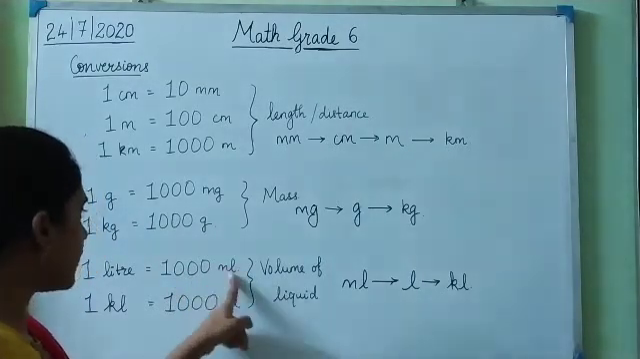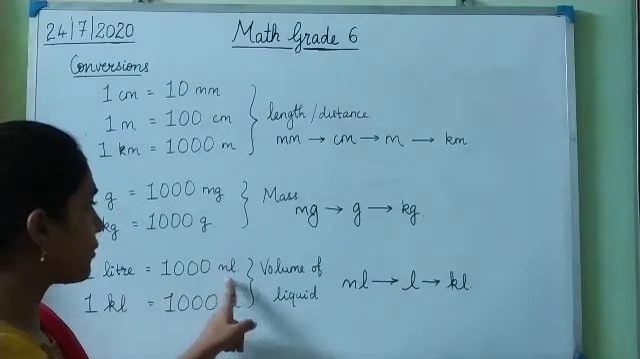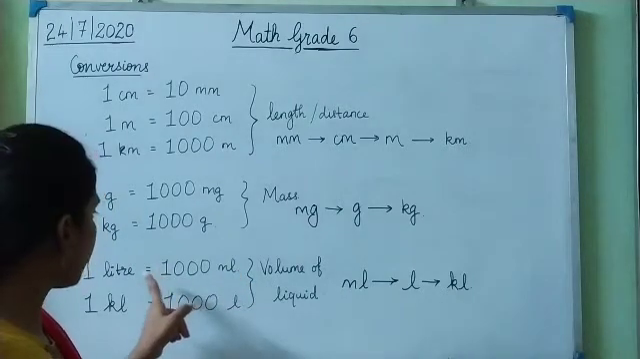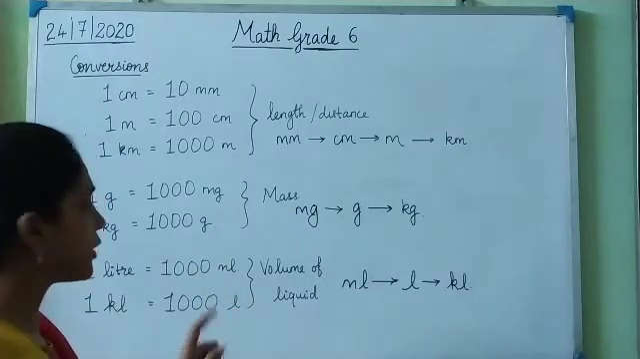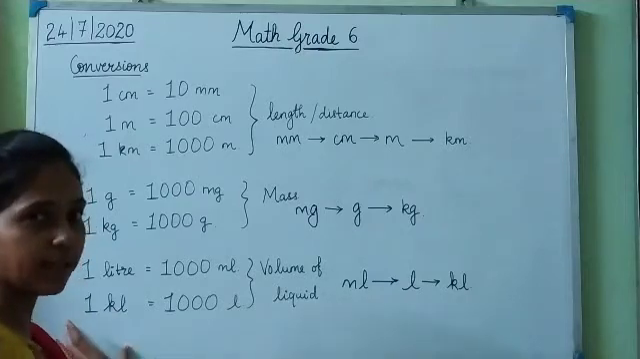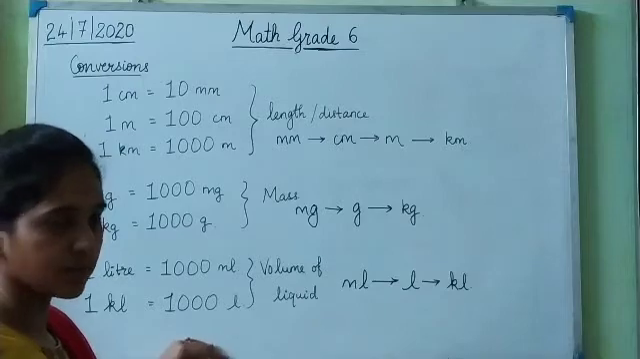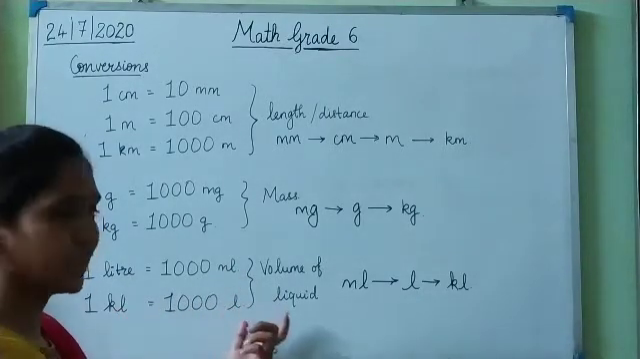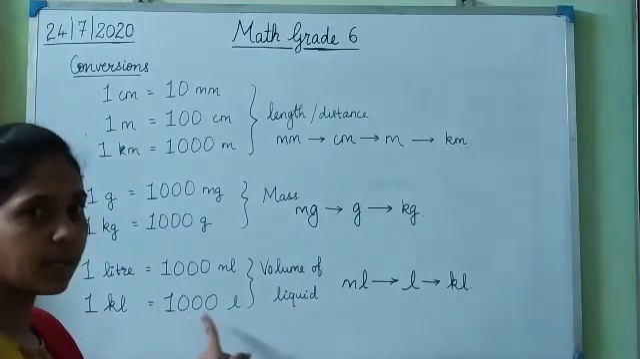If you have to convert milliliter to liter, milliliter is smaller and liter is bigger, so going from small to big, we have to divide the number by 1000. Next, 1 kiloliter is equal to how many? 1000 liters. So to convert a kiloliter value to liters, you multiply by 1000. And to do the reverse, to convert liters to kiloliters, you divide the number by 1000.